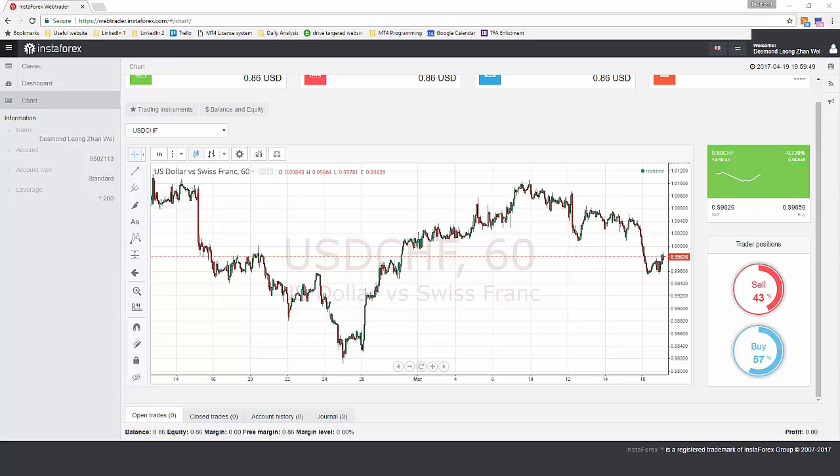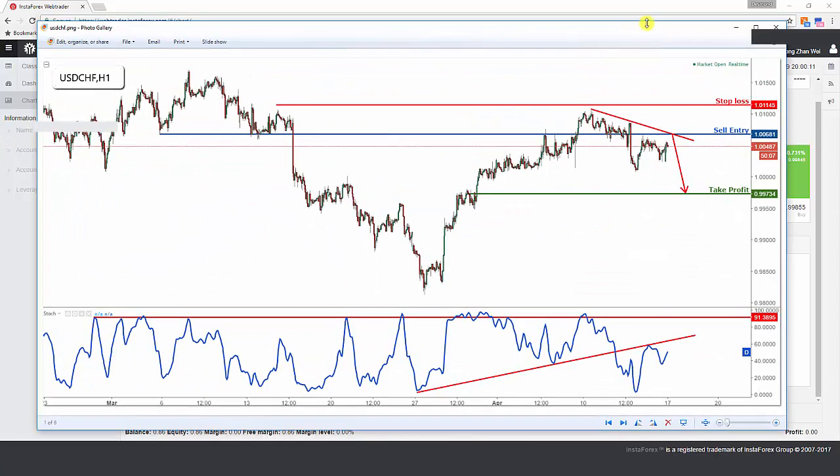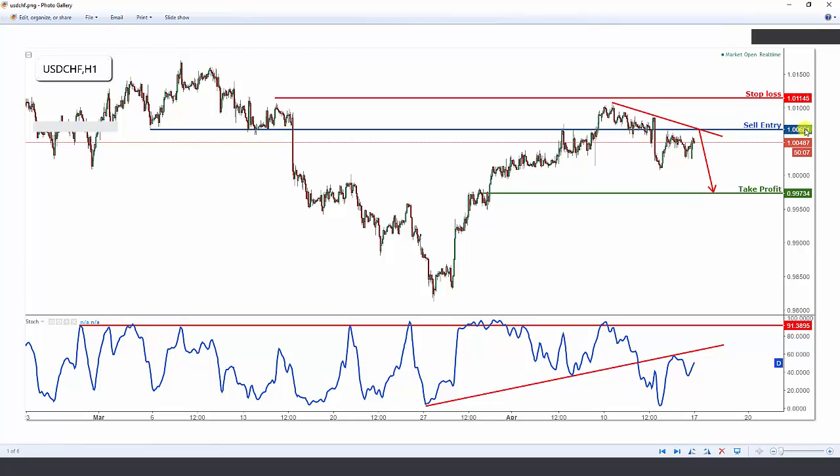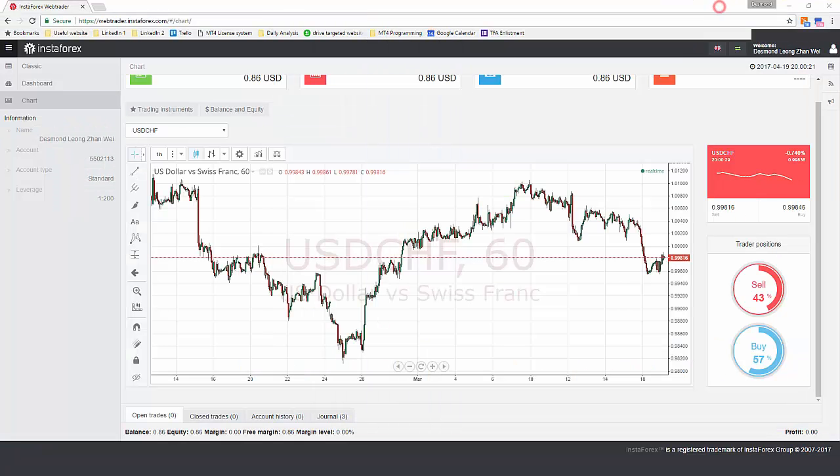So if you were following our previous analysis, we called for the drop on dollar franc quite nicely. You can see it over here. This was our analysis. We were calling for the drop on dollar franc below 1.0068 all the way to 0.9973, and from there price has dropped exactly to our profit target. Okay, so now we gotta decide what we are going to do. Are we gonna buy? Are we gonna sell?